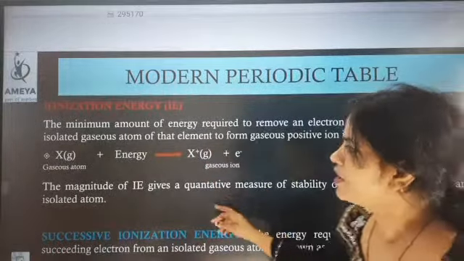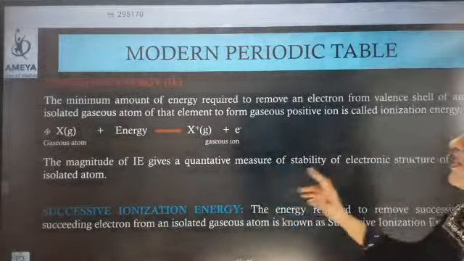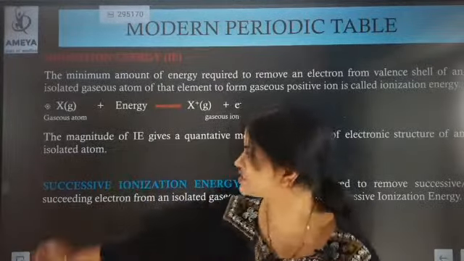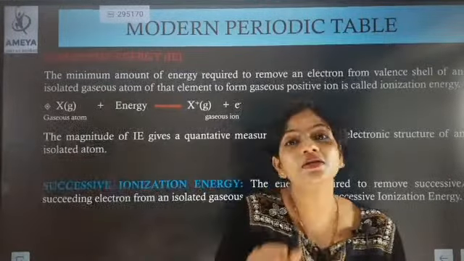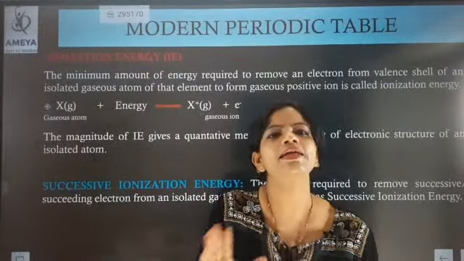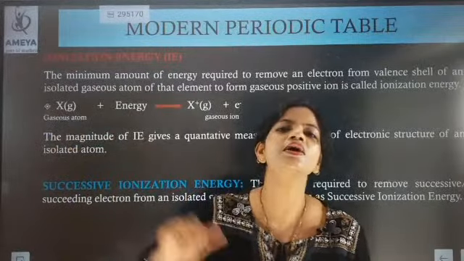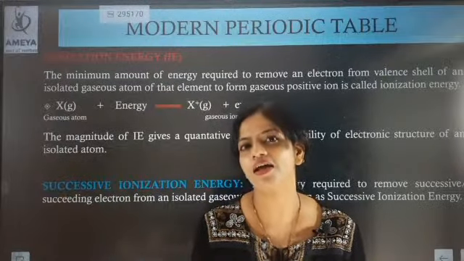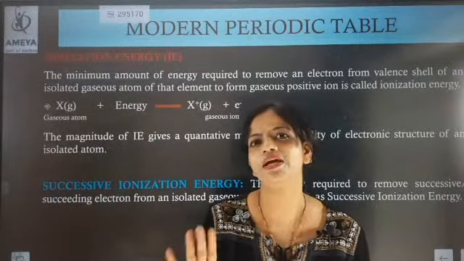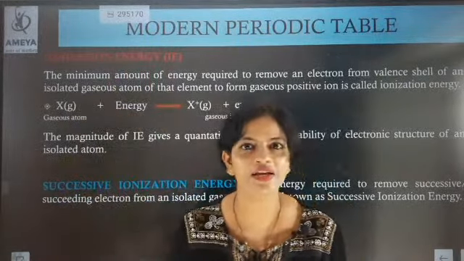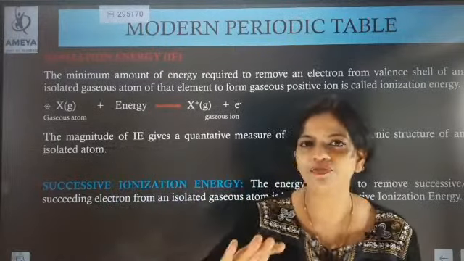So the magnitude of ionization energy gives a quantitative measure of the stability of the electronic structure of an isolated atom. This is a very important point. The reason behind it is that there should be stability. I cannot take electrons beyond a limit, because there should be stability in the ion. To the extent there is stability, I will be able to take electrons. I can give energy to whatever level and pluck electrons, but I have to see the stability of the atom also.